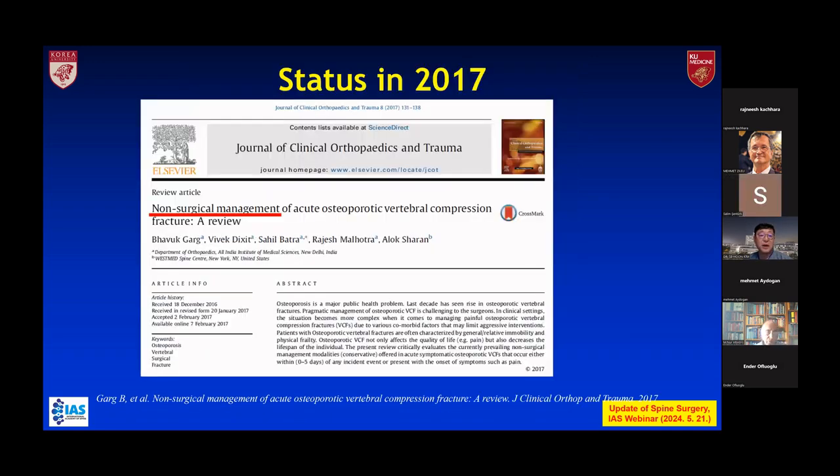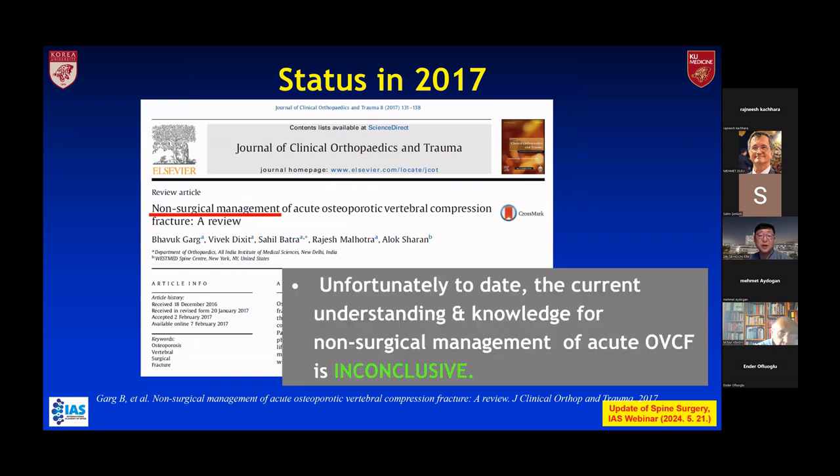This paper was regarding the non-surgical management of the osteoporotic vertebral compression fractures, published in 2017. Interestingly, their conclusion was, unfortunately, to date the current understanding and knowledge for the non-surgical management for acute osteoporotic vertebral compression fracture is inconclusive.